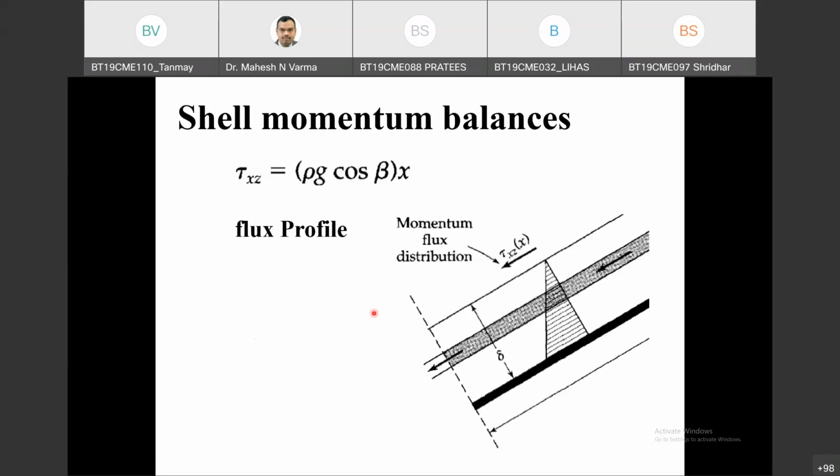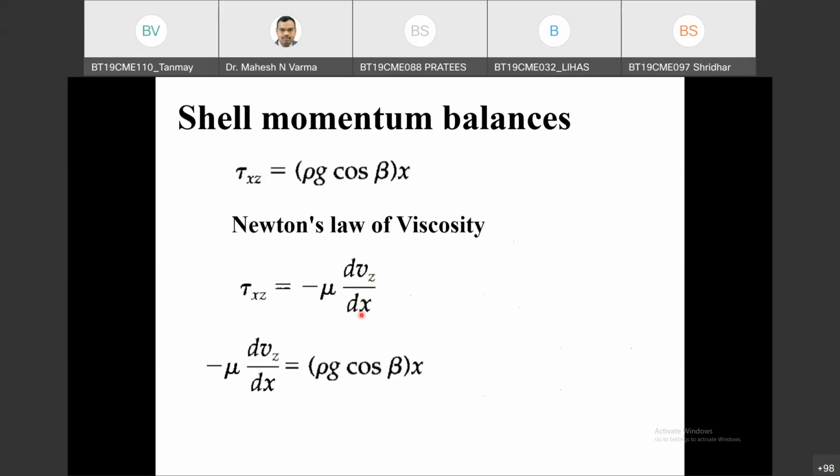You can see here, velocity is maximum, and here velocity is 0, and this is my x direction. As I am moving in the x direction, x is increasing and velocity is decreasing. So dvz by dx will be negative, hence the minus sign will be there: minus mu dvz by dx. Now substituting this, this will be the differential equation. Now integrating this equation, what will I get?